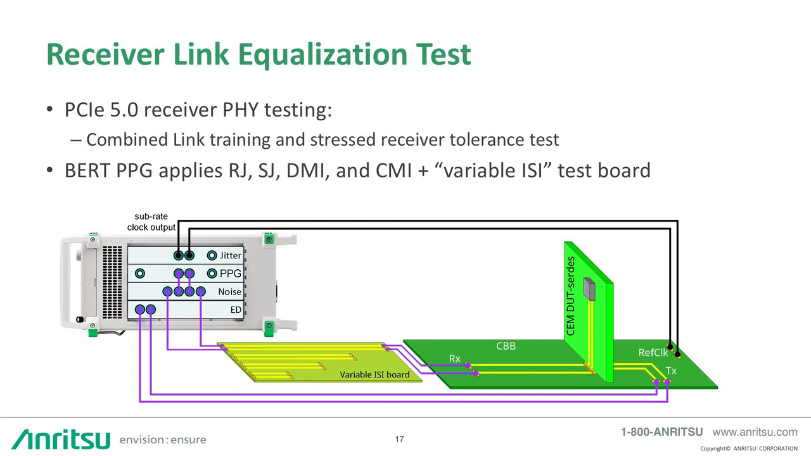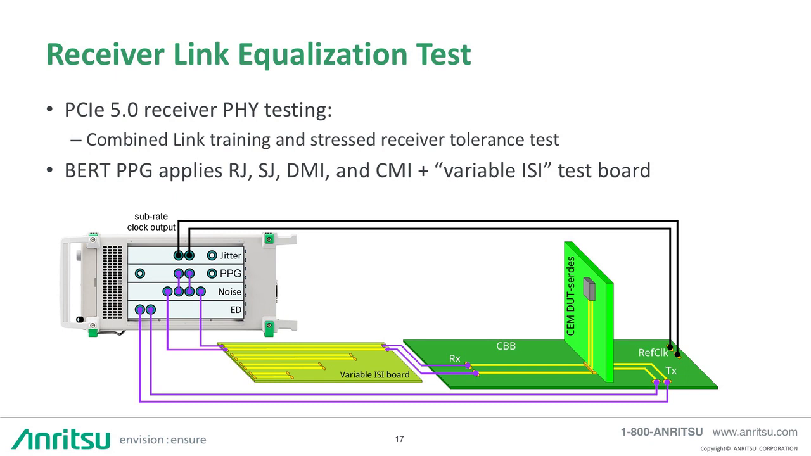The two tests are combined. The BERT pattern generator transmits a test signal that includes jitter and interference impairments, including random jitter, sinusoidal differential mode interference, and sinusoidal common mode interference. A variable ISI test board is used that has several differential trace lengths so that it can apply different amounts of loss and ISI. The idea of stressed receiver tolerance testing is to submit the DUT receiver to the worst-case signal that complies with the specification.